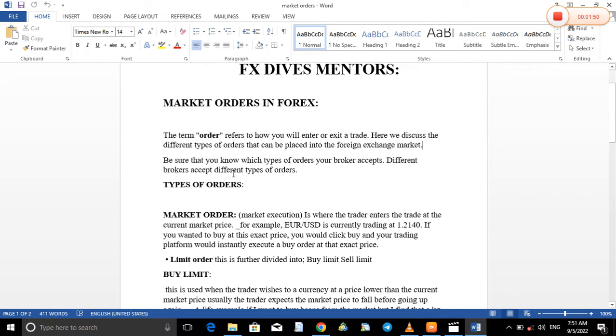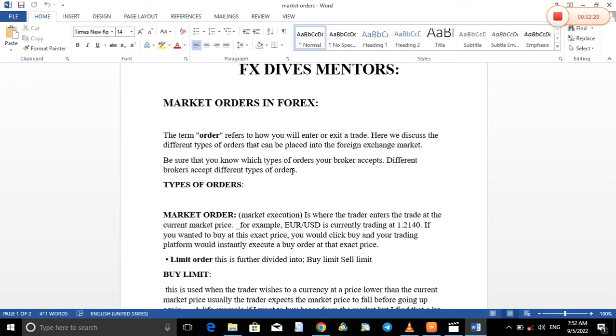Different brokers accept different types of orders. So that's why we recommend you to use a broker called Infinox Capital, because each type of order is placed there for a trader to use. Now you'll find some brokers don't have these types of orders. That's why we took time to specifically get for you a broker which is going to offer you all types of orders you're going to be using while trading the forex market.